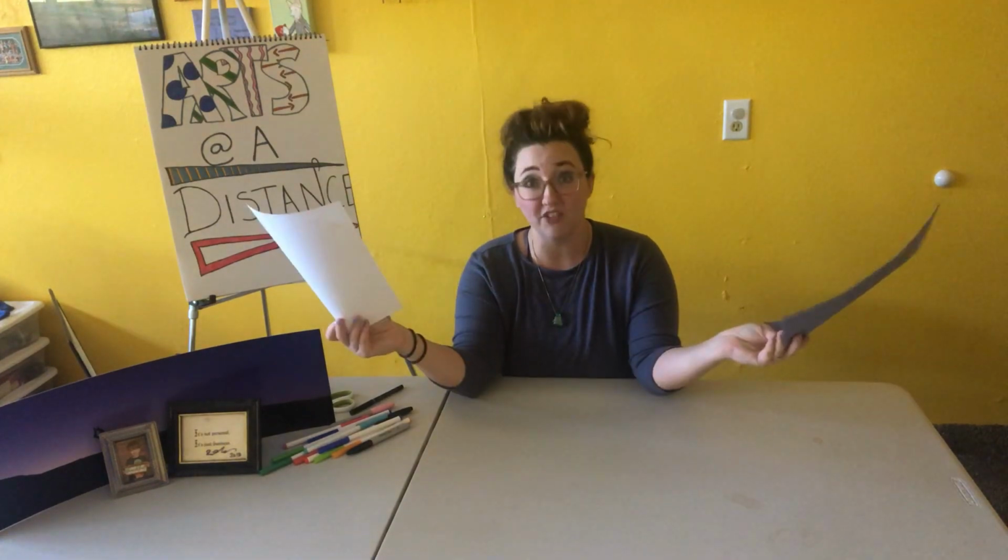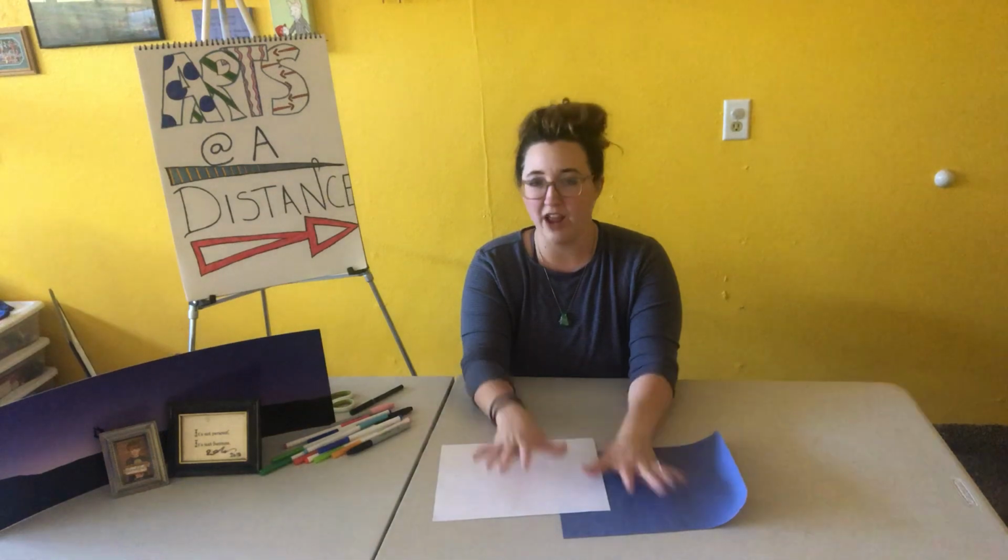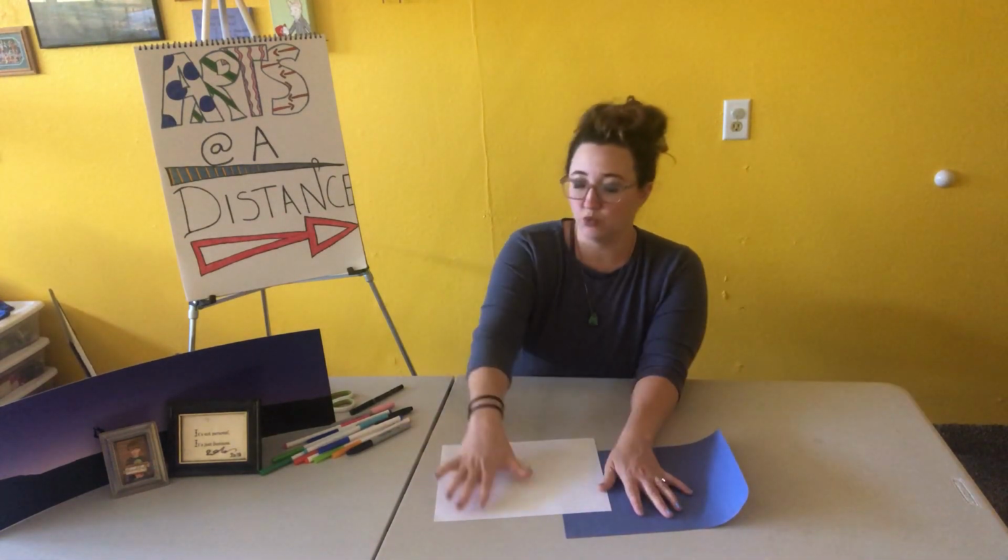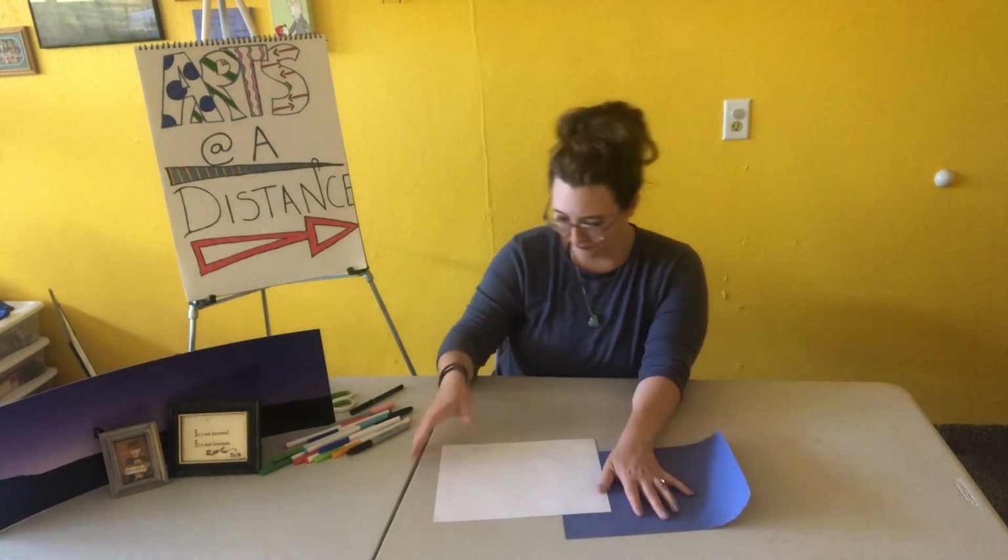We need 2 pieces of paper to be able to do this. I've chosen one that will be my outside piece, which is blue construction paper, and then an inside piece, which is white. Either of them can be either color, but you do need 2 because what you're making in the middle to pop up needs to be able to not be seen from the outside.